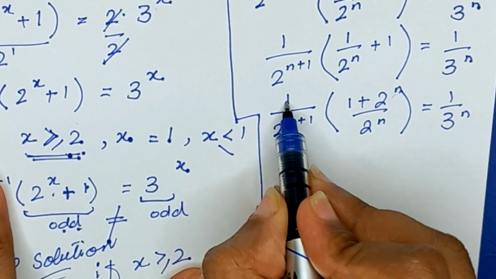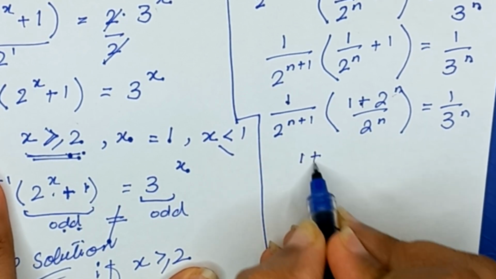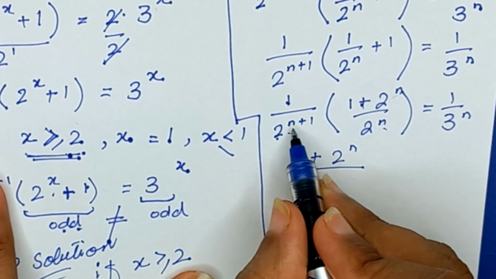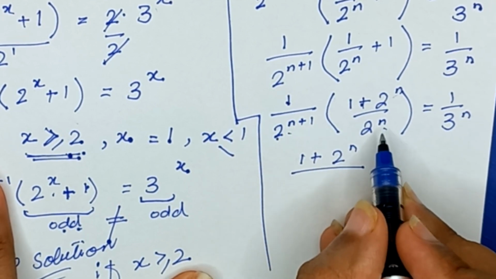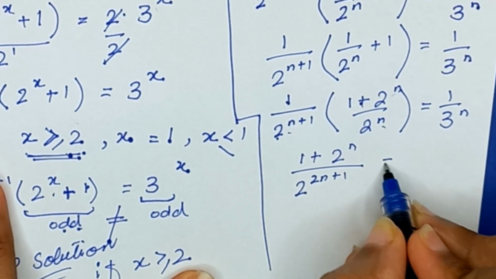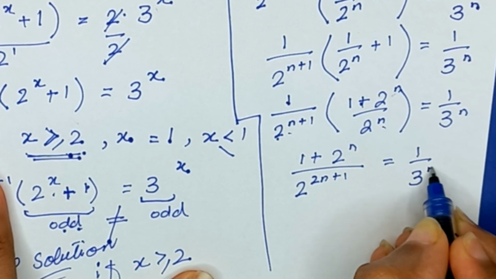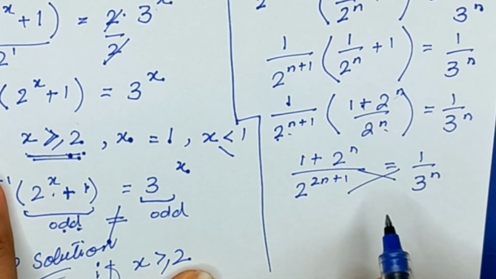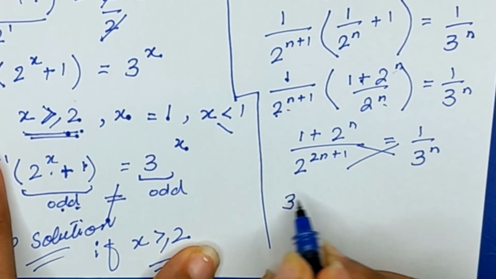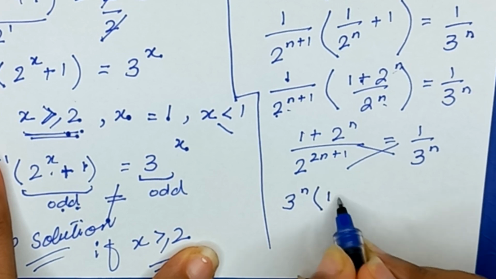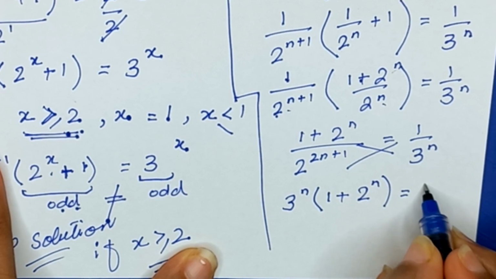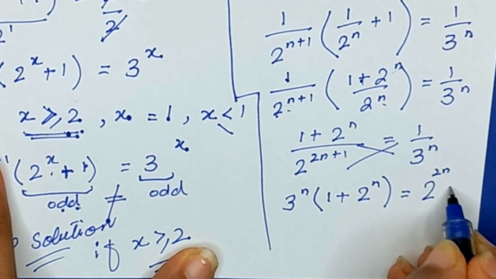Now multiplying this, it will be 1 plus 2 raised to the power n divided by 2 raised to the power n plus 1 times 2 raised to the power n, which becomes 2 raised to the power 2n plus 1, and it is equal to 1 divided by 3 raised to the power n. Now do cross multiplication, so it will become 3 raised to the power n times 1 plus 2 raised to the power n, and it is equal to 2 raised to the power 2n plus 1.